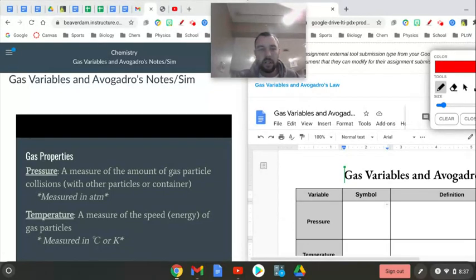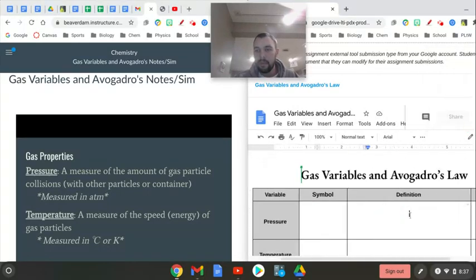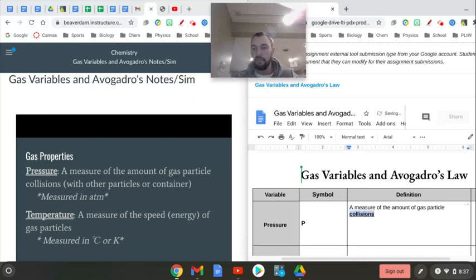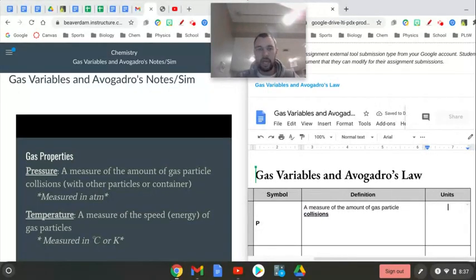Okay, so pressure, the symbol is going to be a P for pressure. The definition: a measure of the amount of gas particle collisions. Collisions is probably the big key term there. I'm going to underline and bold that. Okay, and then units, measured in atm. Oops, I put AIM. ATM, atmospheres.